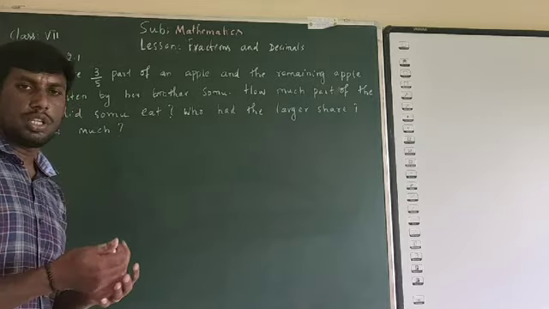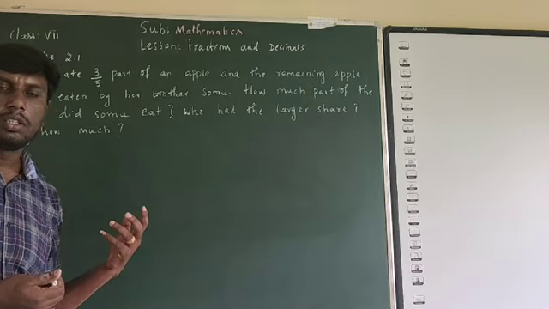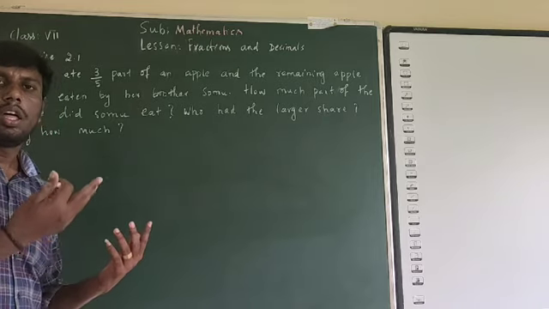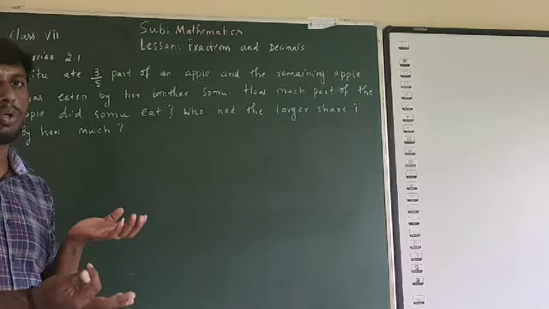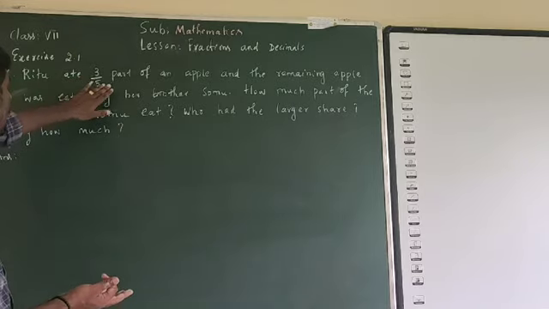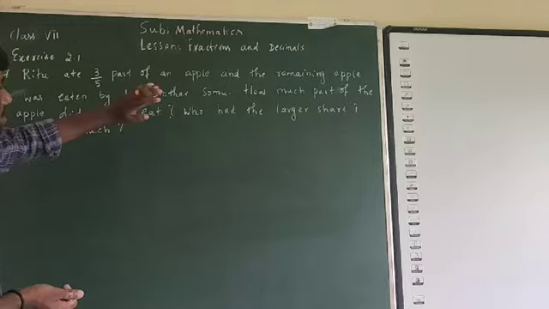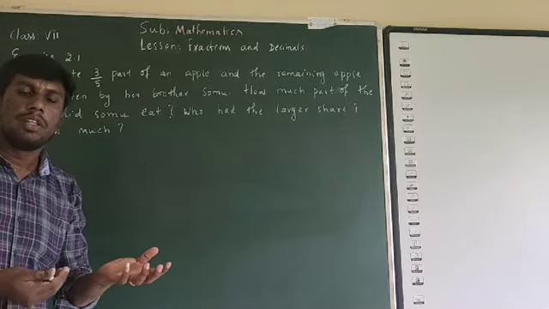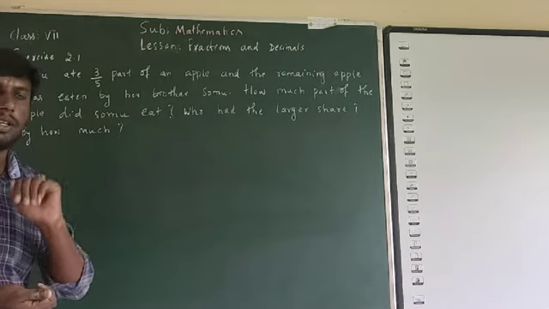Who had the largest share? Who ate more apple, either Somu or Ritu? Who had taken more apple? That means we should compare those two fractions. Again, Ritu ate some fraction part of the whole, and Somu also is going to eat some fraction part of the whole. We are having one apple, right?